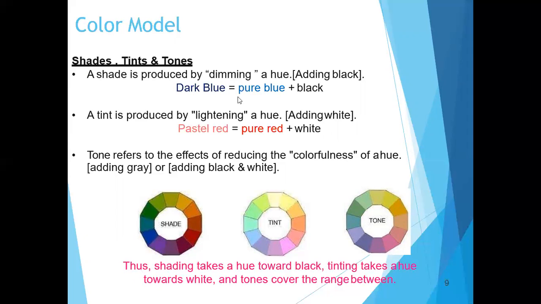So how are we doing shading? We are doing shading by adding black to a color, right? So if I add black to some color, I will get the dark color of that particular type of color. That is called a shade.